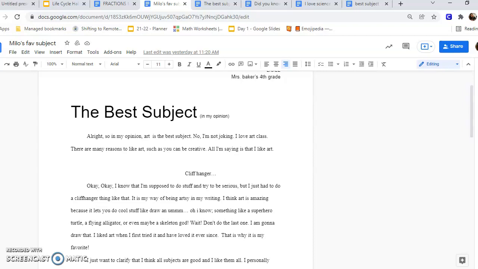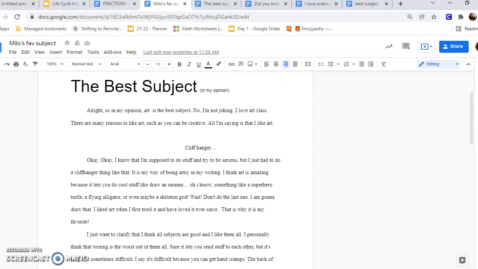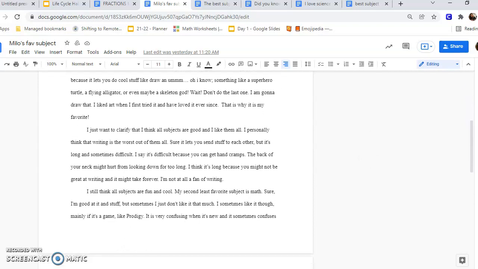It's my way of being artsy in my writing. And so this particular student is not only telling me that they like art in class and that they like different ways of expressing themselves, but when they go on in their paper, they tell me that they like the different subjects, but talk about why some of them aren't working. And they identify things that I wouldn't have known.